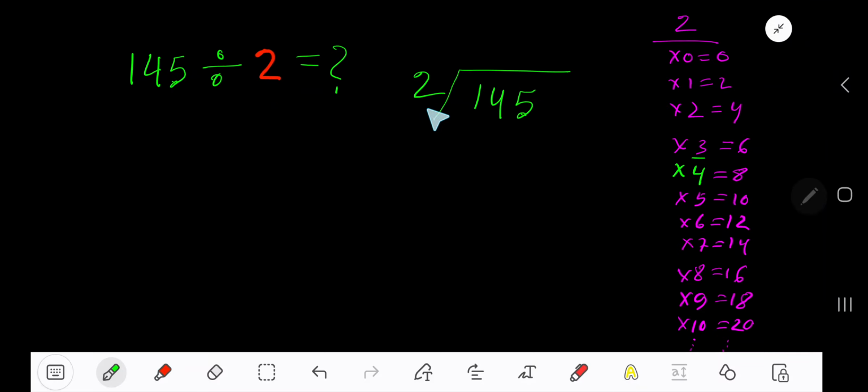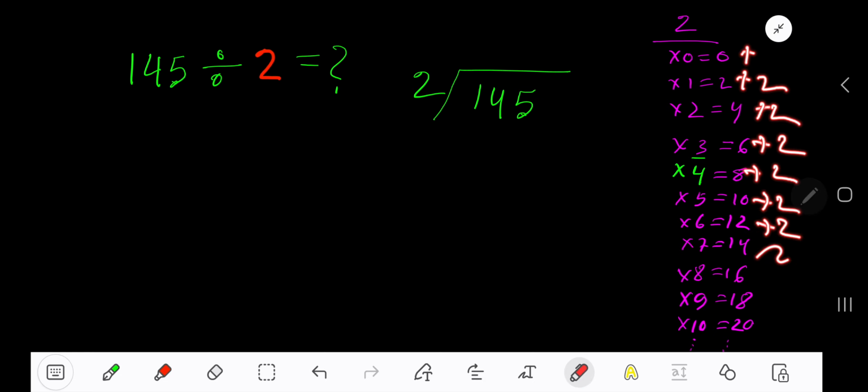145 divided by 2. Here 2 is a divisor, so we need the multiplication table of 2. 2 times 0 is 0, 2 times 1 is 2, 2 times 2 is 4. To find the multiplication table of 2, just add 2 to the previous step. 0 plus 2 is 2, 2 plus 2 is 4, 4 plus 2 is 6, 6 plus 2 is 8, 8 plus 2 is 10, 10 plus 2 is 12, 12 plus 2 is 14.